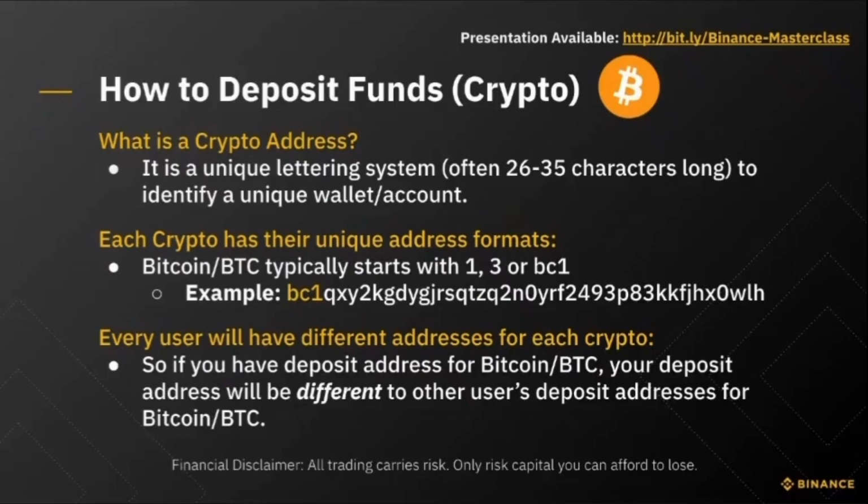Now, the second point is each cryptocurrency has its own unique address format. So what I mean by this is, let's take Bitcoin, for example. Bitcoin, BTC, typically starts with 1, 3, or BC1. This is an example here of a Bitcoin deposit address. And you can see here, I've highlighted that this address starts with BC1. So this shows me that this is a Bitcoin deposit address.